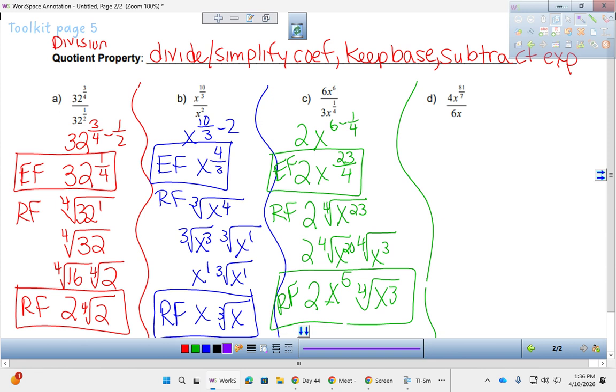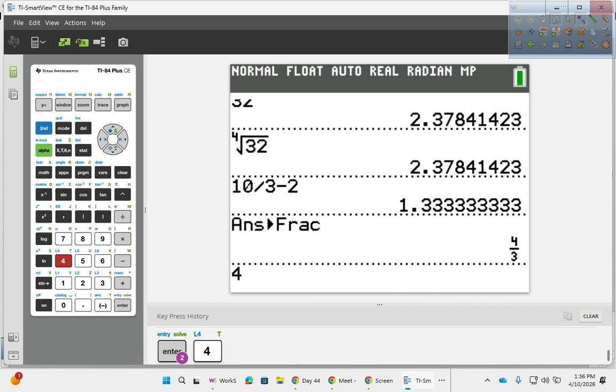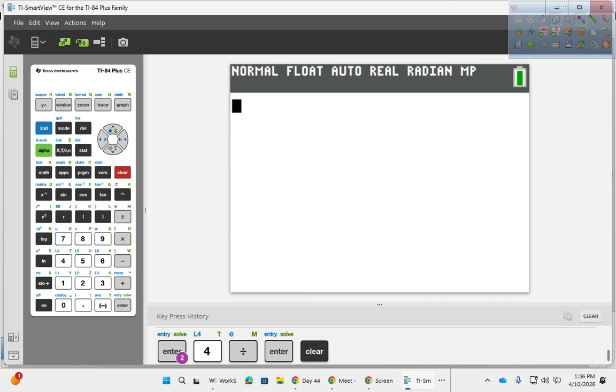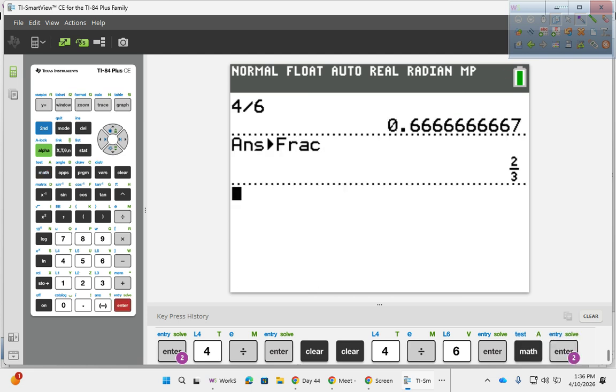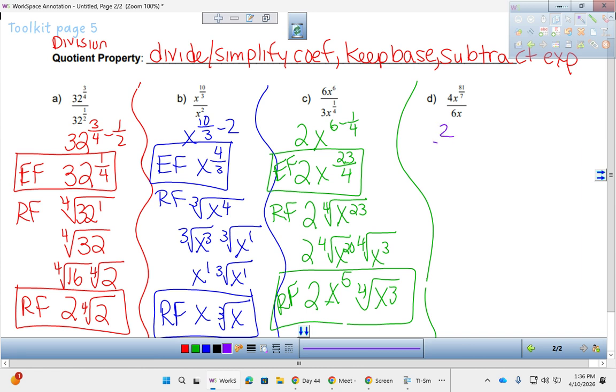Everybody okay so far? All right, the only thing that makes the next one different, well actually there's 2 things that make the next one different. One, when I go to divide the coefficients, 4 divided by 6, I don't get something that's nice, right? It's not a clean 2 like the previous one was. So 4 divided by 6 is a decimal, but we don't want to write decimals on our paper. So instead I'm going to math, enter that. So I'm going to call that 4/6 a 2/3.